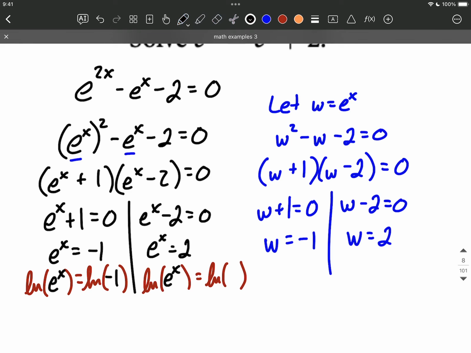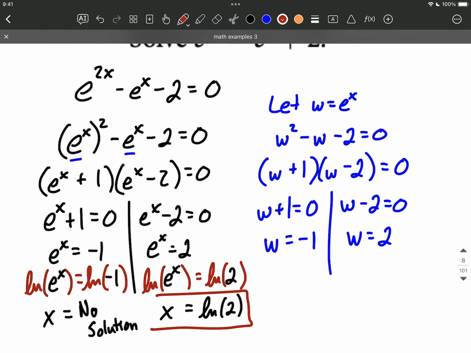So we still have e to the x here. We still have 2 here. And that canceling out, natural log and e to a power, these are inverse functions of one another. So we're going to get x on the left-hand side in both these cases. But the thing to remember is we're not allowed to have a negative inside of a logarithmic function. So in the case where we have natural log of negative 1, this one is going to give us no solution. So the only solution we actually end up getting in this case is the natural log of 2.